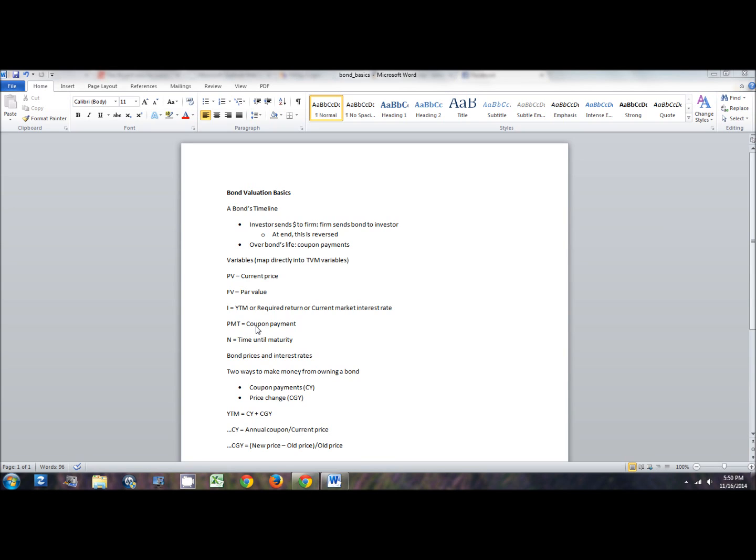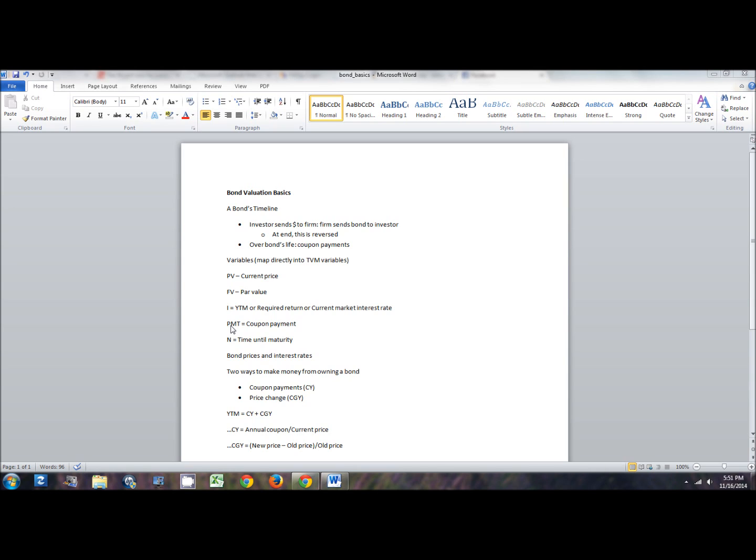Most coupons on corporate bonds are either paid annually or semi-annually. Now, as you saw in the time value of money section, if the payment is on a certain frequency, the I and the N have to match that frequency. So if you have a semi-annual coupon for a bond, your I and your N must also be in semi-annual terms. And you'll see that when you start looking at the problem sets from the bond valuation practice.